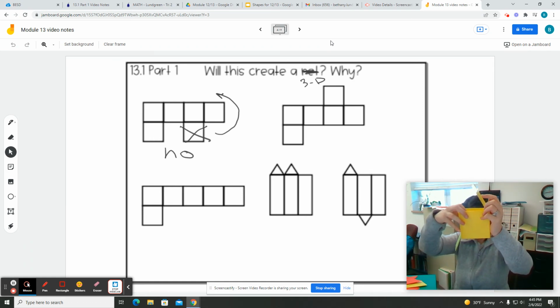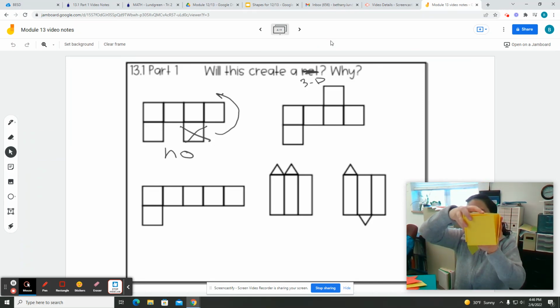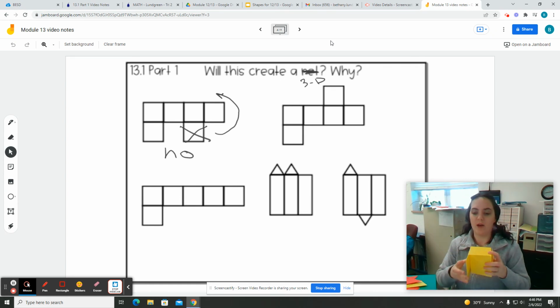Do you see how I have a top flap that goes here? And then I also have this flap right here that's going to go on the bottom. Oh my goodness, this is very complicated. Okay, that is going to go along the bottom like that, and so that works.